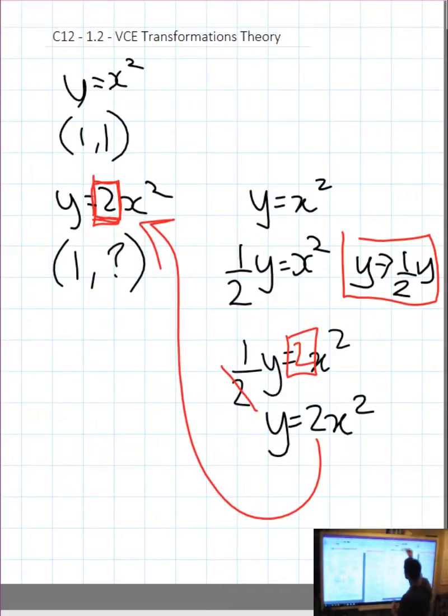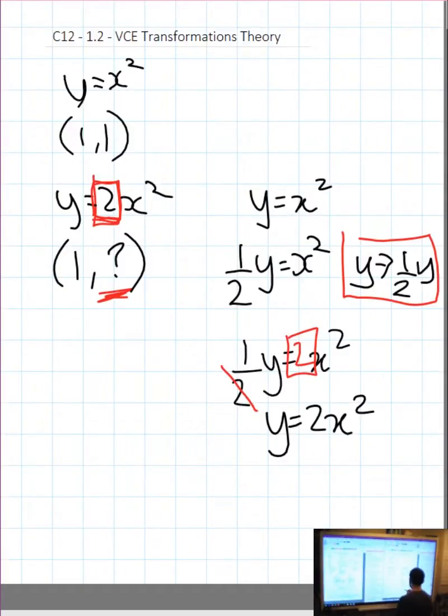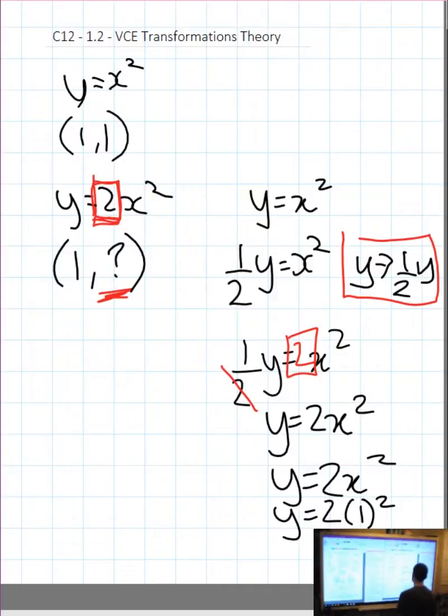So we are asking ourselves, what is y? Well, if we have the equation y is equal to 2x squared, and I have an x value of 1, I can simply substitute 1 in for x, and 1 squared is 1, times 2 is y equals 2.